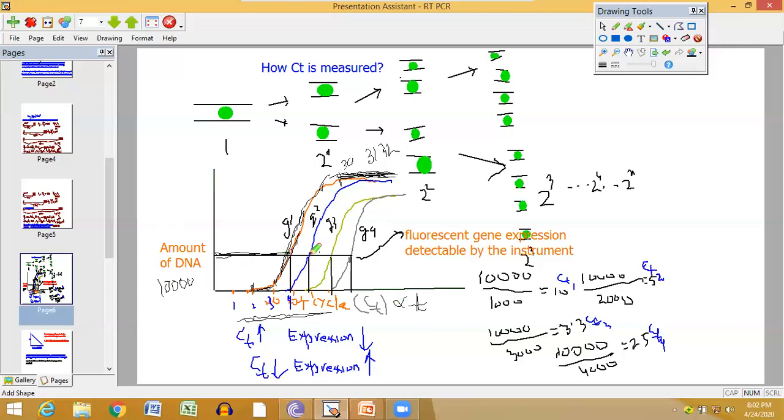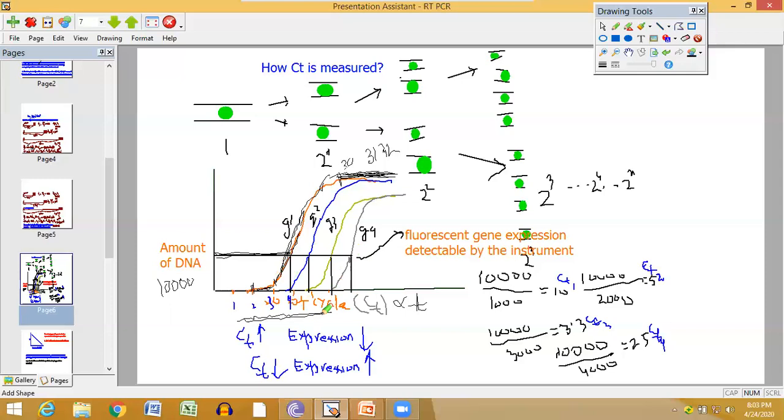The second gene, G2, is reaching the same amount of DNA in 5 cycles. The third gene is reaching the same amount of DNA in the 6th cycle. And the fourth gene is reaching the same amount of DNA in the 8th cycle. That means all the genes reach the same amount of DNA, but they are taking different cycles. Some are taking fewer cycles, some are taking more cycles.